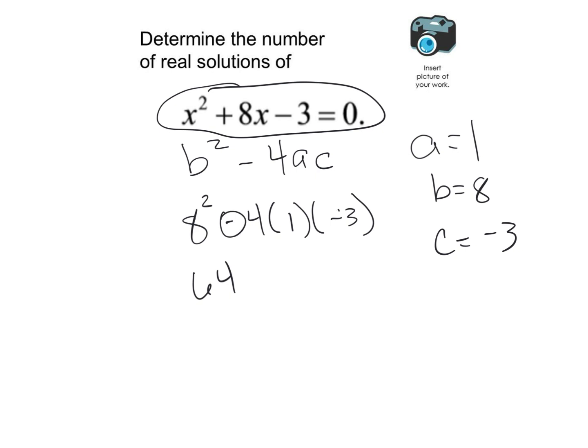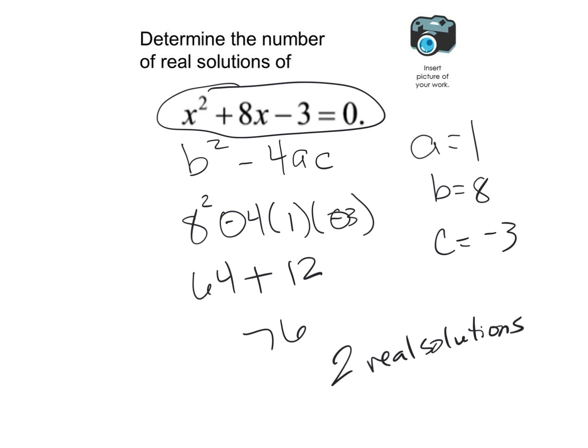64, negative times negative is a positive 12. 76, that's greater than 0. So there are 2 real solutions. That's all it asked you is how many. It didn't ask you what they were. So 2 real solutions.